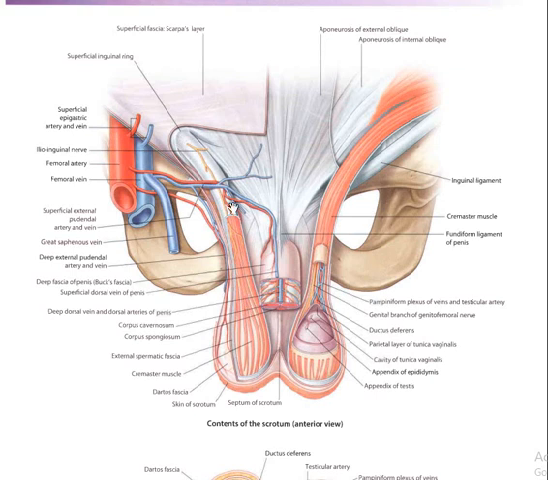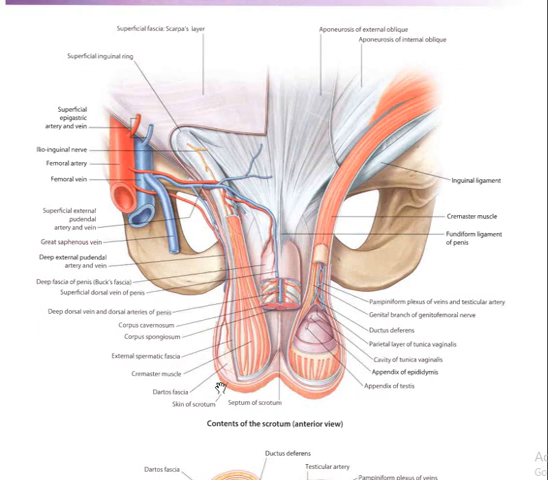The fascia above here is going to be called the external spermatic fascia, and this fascia comes from the external oblique muscle. So now let's visualize the scrotum when it's cut from external to internal.